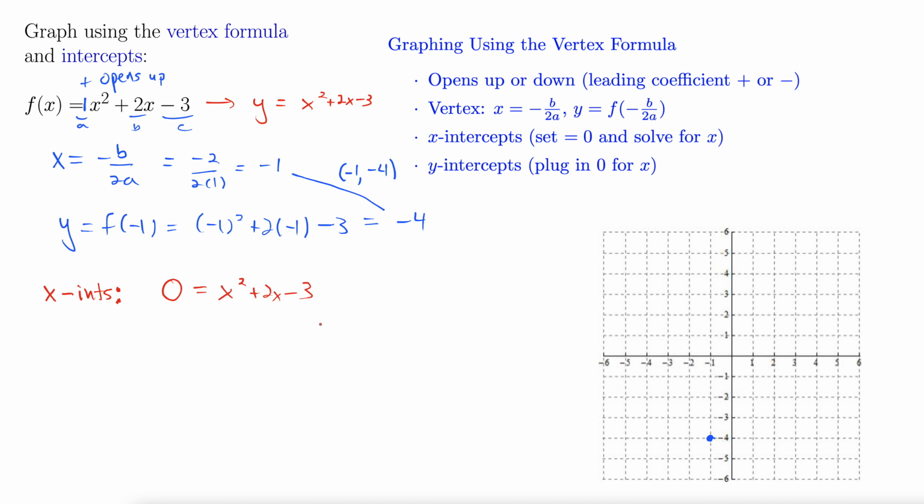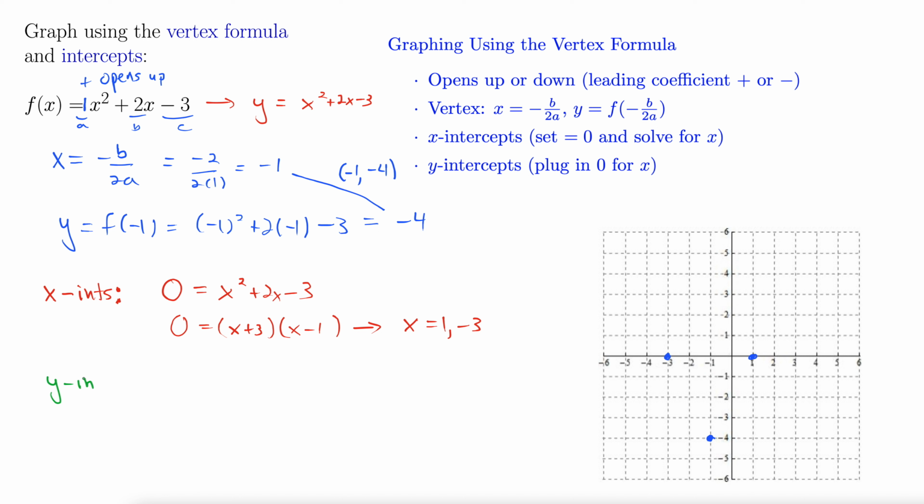Well, how do we solve for that? Well, we factor. This factors quite nicely, really. We have x and x, how about plus 3 and minus 1, which gives us our nice x-intercepts here. x equals 1 and negative 3. Okay, so there's 2 more points, 1 and negative 3.